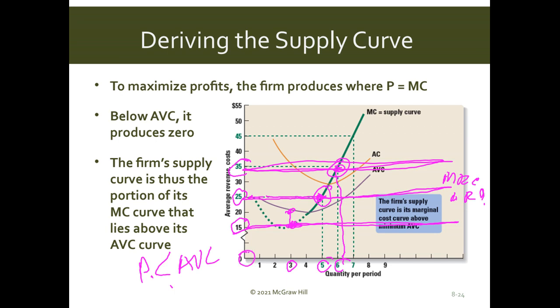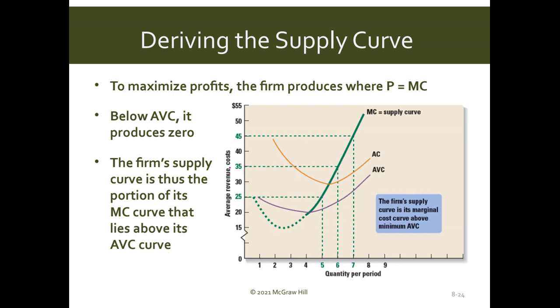So if you know this, then let me clear these annotations. The portion of the marginal cost curve that lies above the average variable cost is nothing but the supply curve for one individual firm. And notice that it is represented as a dark green line that starts above the average variable cost.